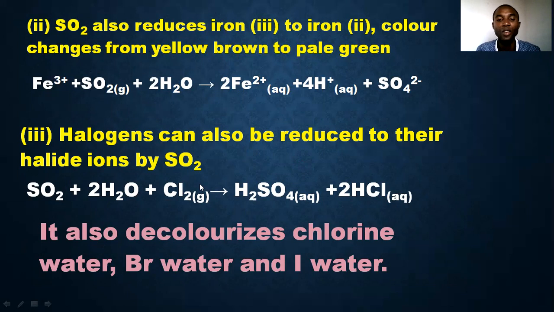Another thing is that the halogens can also be reduced to their halide ions by sulfur IV oxide. It also acts as a reducing agent, and because of it, it decolorizes chlorine water, bromine water, and iodine water. So when it reduces chlorine to hydrogen chloride, the halide of that chlorine, the acid, tetraoxosulfate VI acid, will also be formed. All right, that is it.